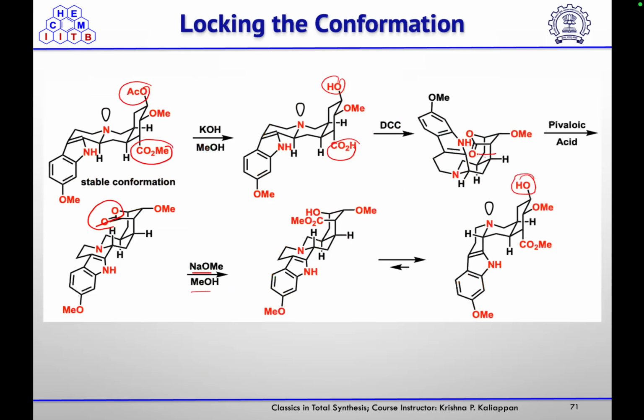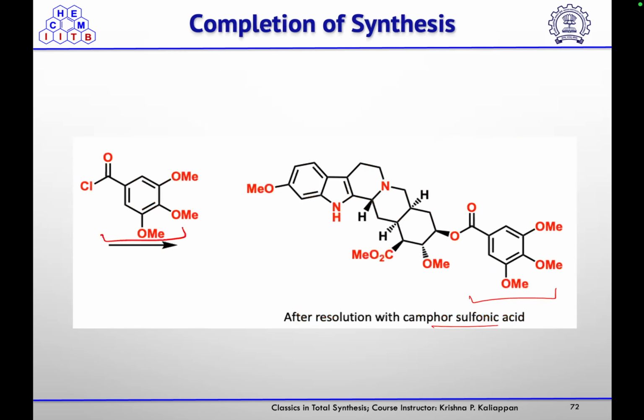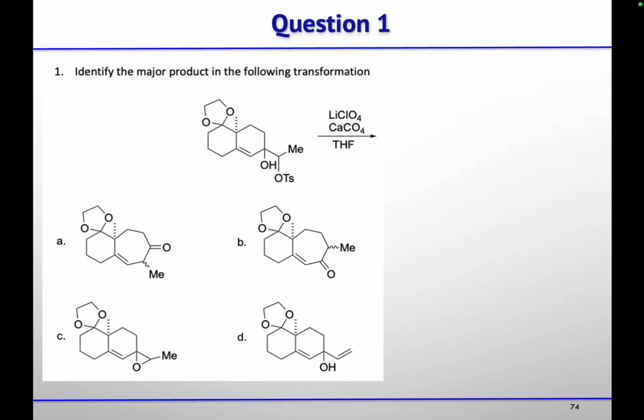Now let us discuss the questions for the week 5 assignment. The first question is, identify the major product in the following transformation. You have an alcohol and a tosylate, and you are treating it with LiClO4 in the presence of calcium carbonate.